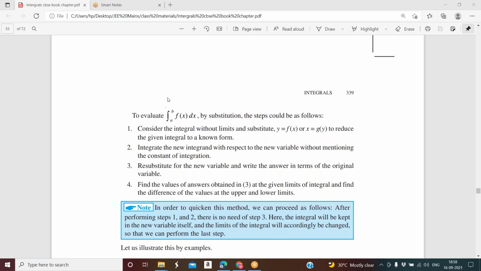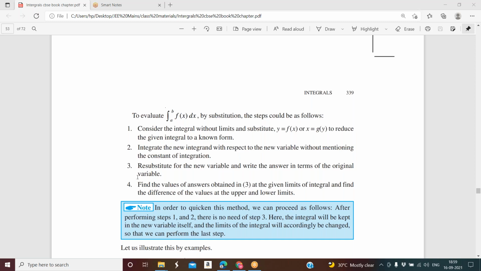There is a procedure for evaluating definite integrals. We can evaluate the given definite integrals using the substitution method, which we have already learned. We have to use the substitution either y equal to f of x or x equal to g of y. That is, we transform the given variable x to a new variable, say y. Then we integrate the new integrand with respect to the new variable.